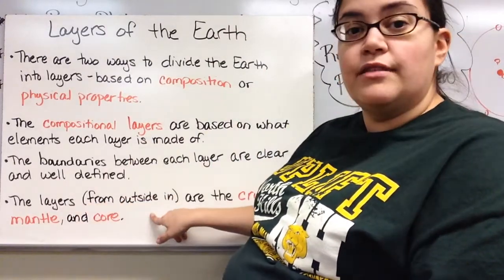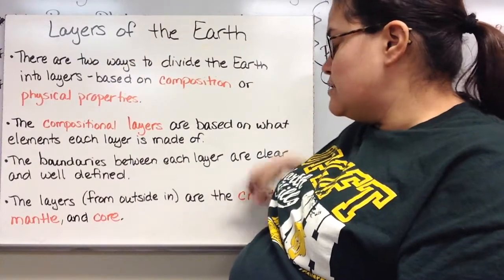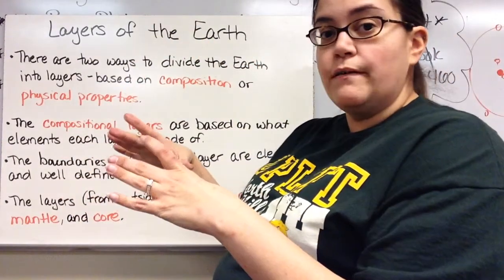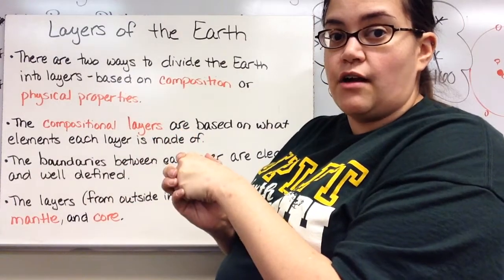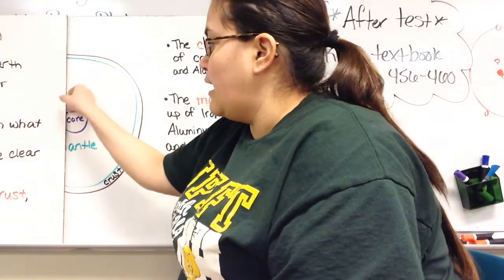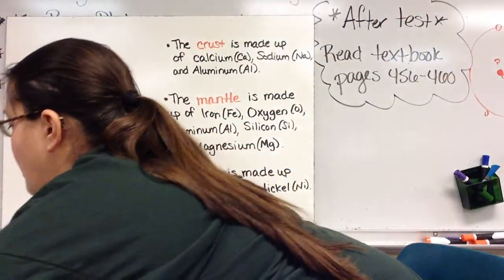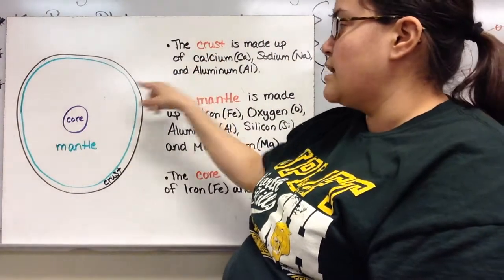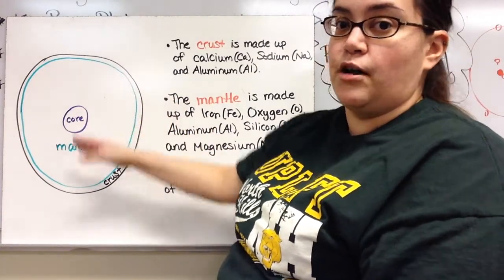The layers for composition from the outside in are the crust on the outside, then the mantle closer to the middle, and then the core in the very center of the Earth. So there's three layers. And if we're going to look at these layers, this is my very lopsided model of the Earth.